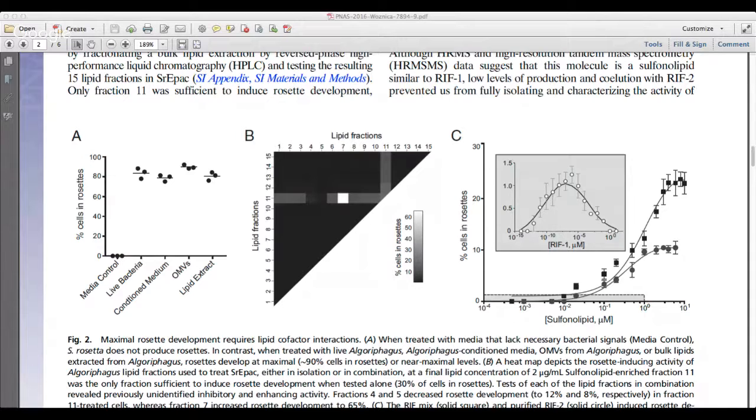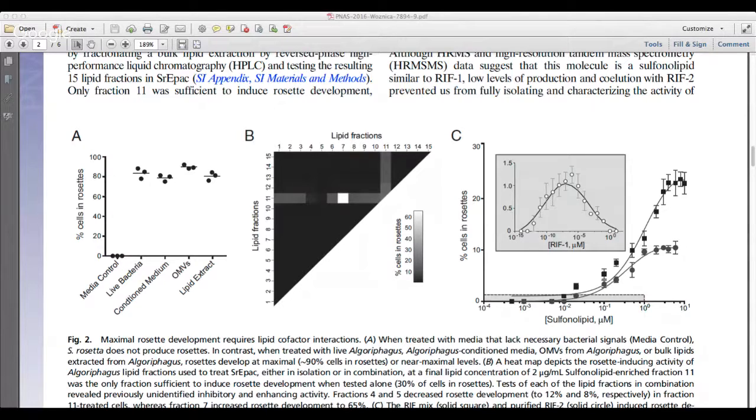And then I'm actually going to skip over B, because I think it might be easier to talk about C first. What they basically did was they said, okay, we want to look at the lipids, so we're going to do high performance liquid chromatography, which I've never done, to put your lipid extract into fractions. It's a way to take all of your lipids and split them up into groups so that you can then look at the activity of individual fractions. And they already knew about RIF1.